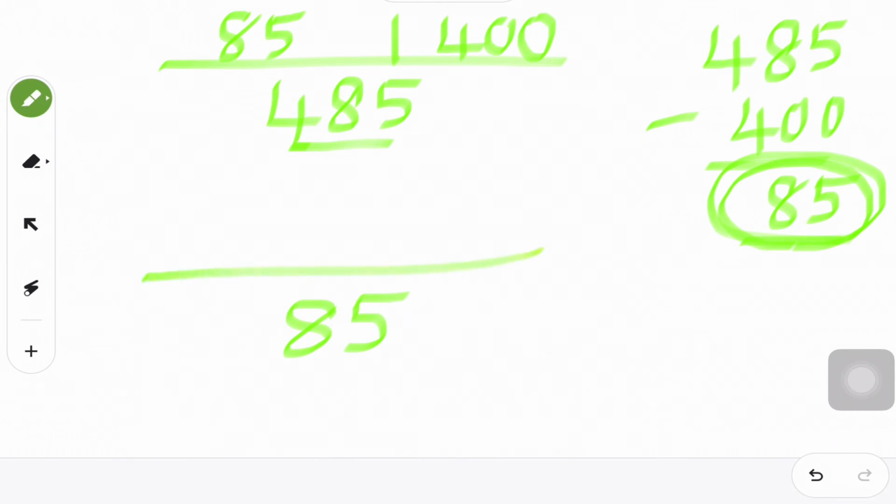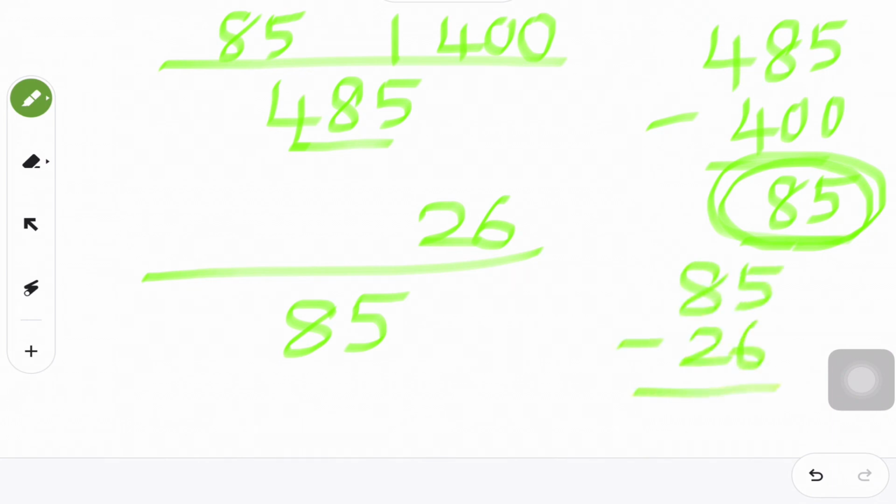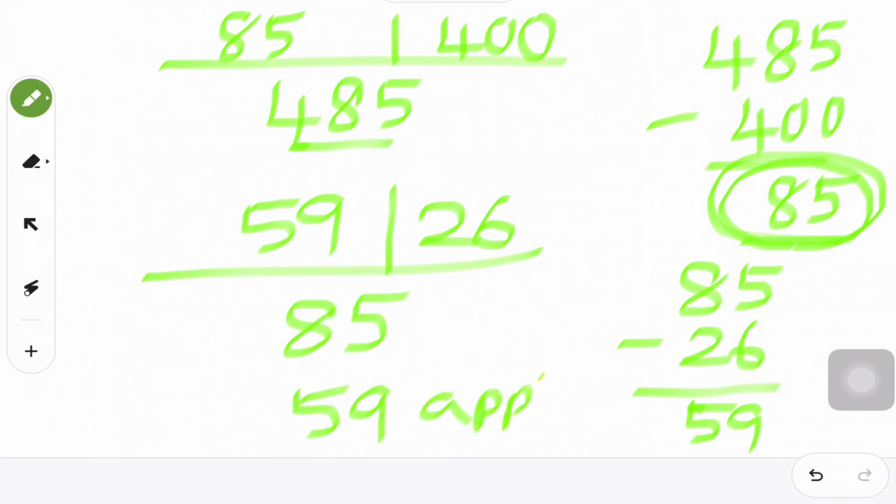That is 26 apples are left with him out of 85. So let's remove this 26 from 85. Then we end up with 59. So what's the number of apples exactly Henry threw away? It is 59 apples he threw away. Okay?